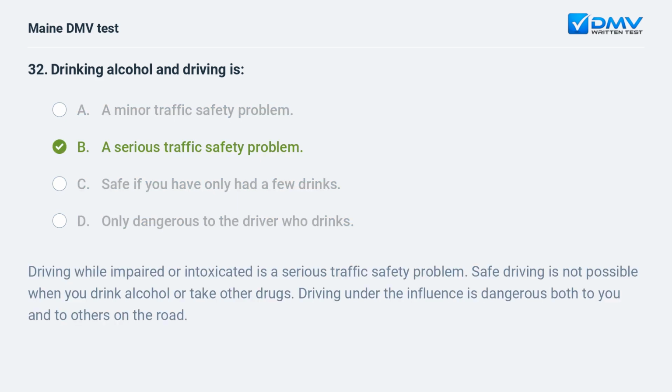B. A serious traffic safety problem. Driving while impaired or intoxicated is a serious traffic safety problem. Safe driving is not possible when you drink alcohol or take other drugs. Driving under the influence is dangerous both to you and to others on the road.